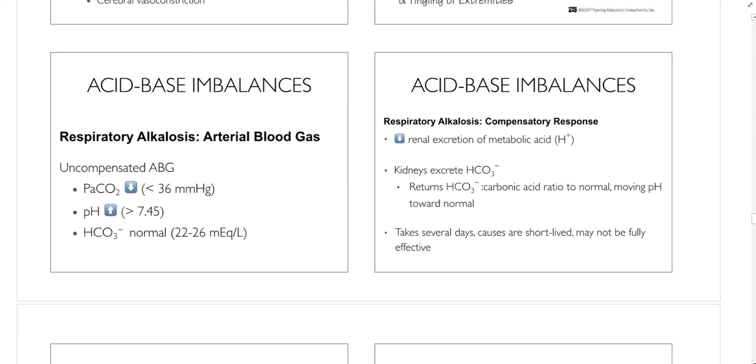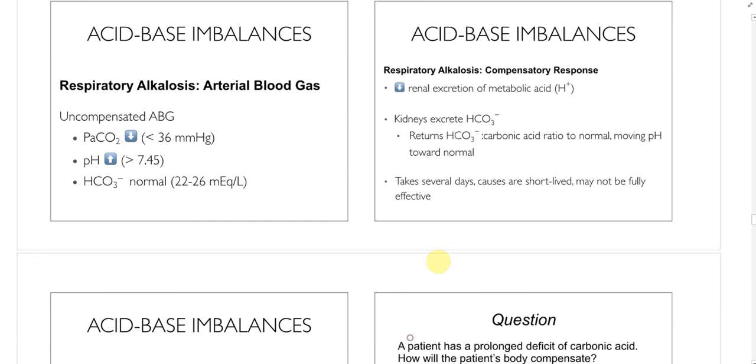Then, in order to compensate, we're going to have a decrease in renal excretion of hydrogen ions. We're going to try to retain and reabsorb them as much as we can. The kidneys are also going to try to excrete bicarbonate to further help balance out this pH issue. But again, this takes a few days, and it is not a permanent fix. It is a Band-Aid measure.